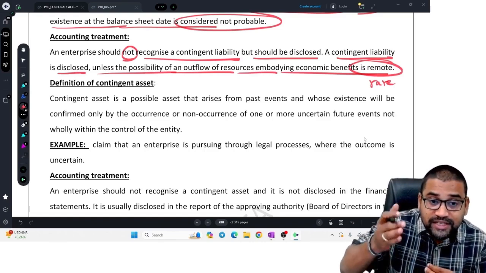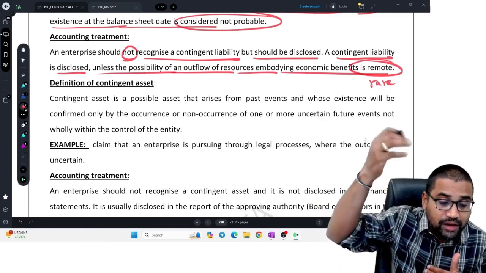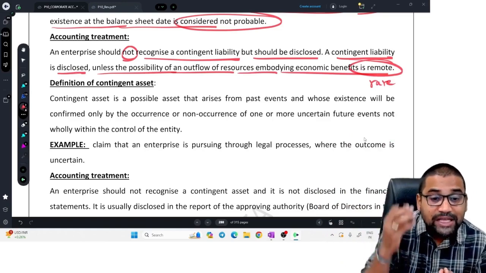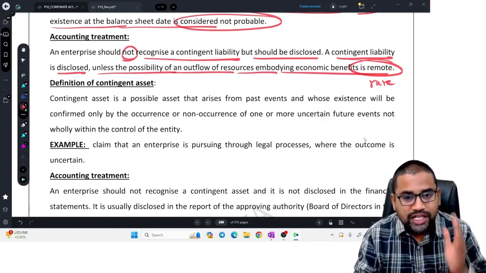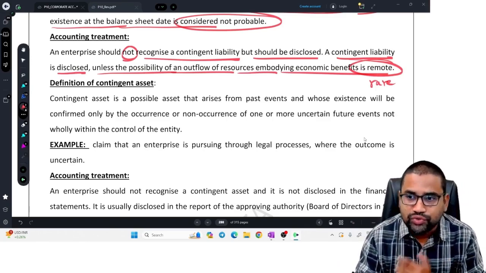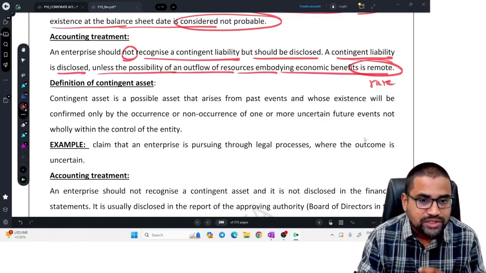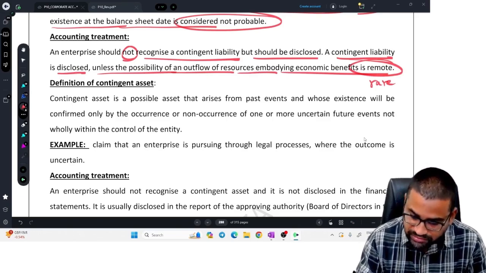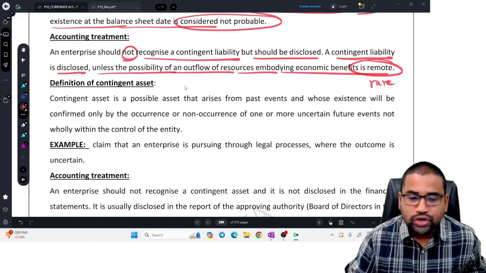If this contingent liability becomes a liability in future, that means it becomes a present obligation, and to settle it there will be an outflow of resources. If the chances of this happening are very rare, then it is not even disclosed in the notes to accounts. So a contingent liability is disclosed in the notes to accounts, but we should not recognize it in the normal books of accounts. But if the probability of outflow of resources to settle it is remote, meaning a rare chance, then there is no need to disclose it in the notes to accounts either.